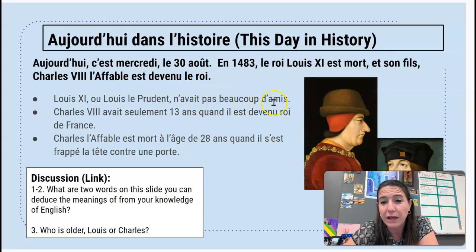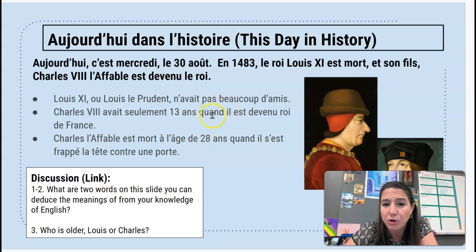So the word ami is a little bit like amigo in Spanish, like friend. Those are cognates between French and Spanish. Charles Rit avait seulement 13 ans. So he was only 13 years old quand il est devenu roi de France, when he became king.